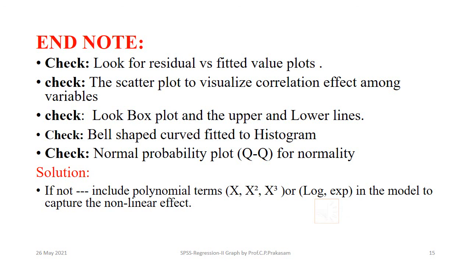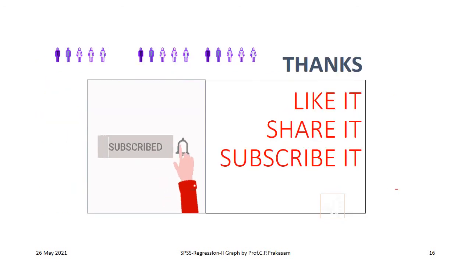Also check for the bell-shaped curve fitted in the histogram. Check the normal probability Q-Q plot for normality, and if it is satisfied, then you can continue with the linear regression model. If it is not satisfied, then you transform one of the variables to polynomial terms, that is either x squared, x cubed, log, or exponential, and then fit a model so that the non-linearity effect will be removed. Thank you very much.